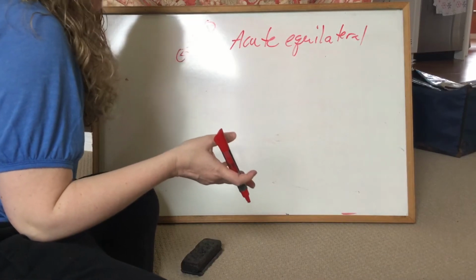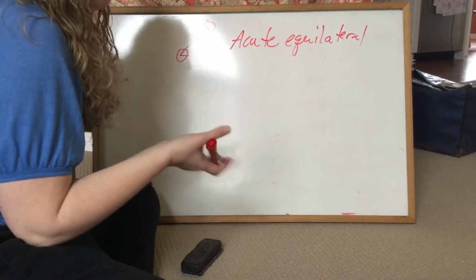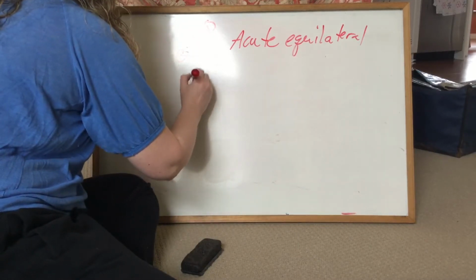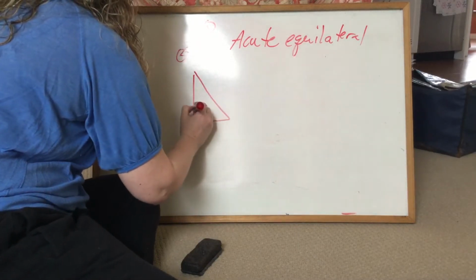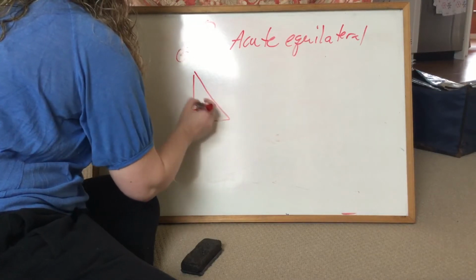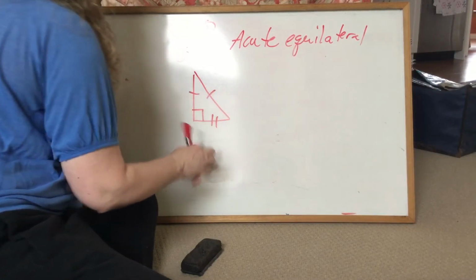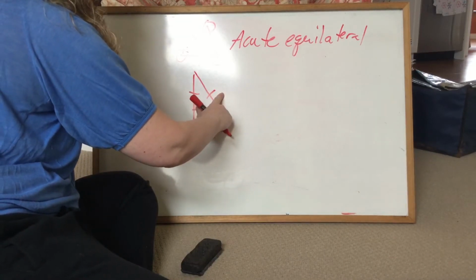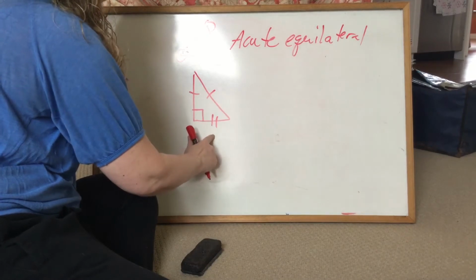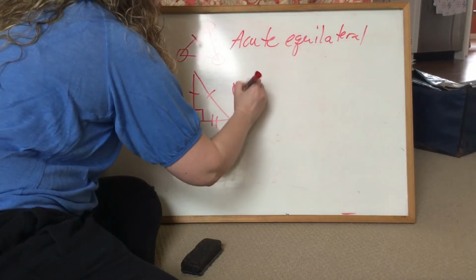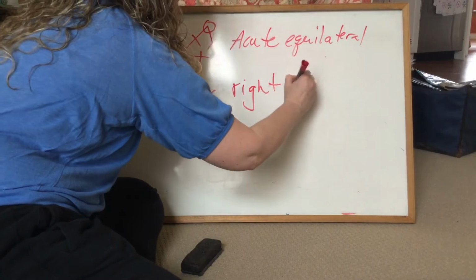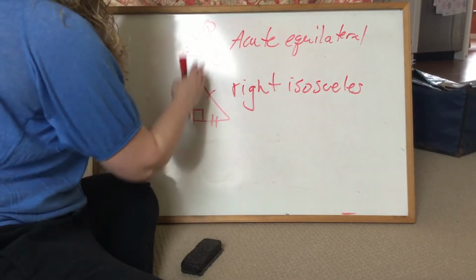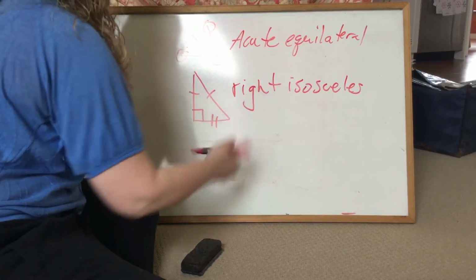And then the other two types of triangles can be obtuse or they can be right, or acute, depending on their angles. So I can have, for example, if I did this, and then this has a right angle in it, and this has two side lengths that are the same and one side length that is different. So this would be a right isosceles. Okay, so I'm looking at both classifications. I'm looking at its sides, and then I'm also looking at its angles.